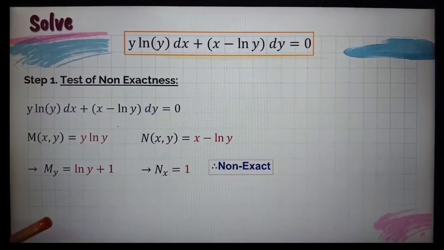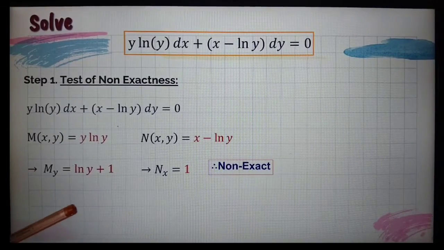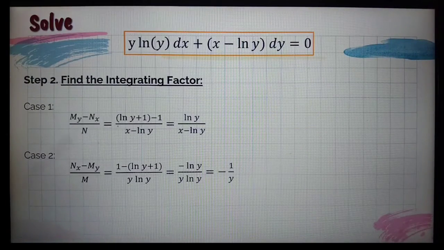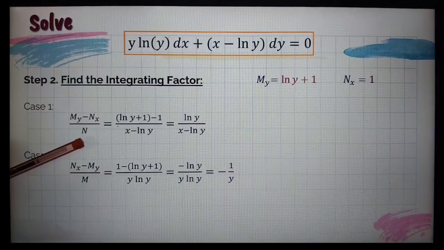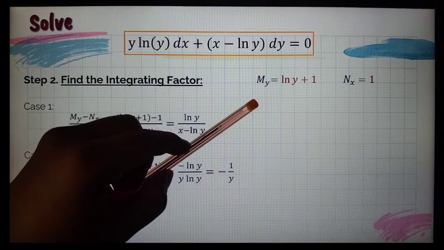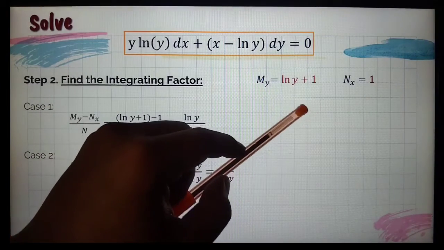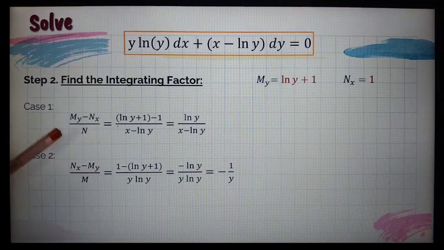Since this is a non-exact differential equation, let us proceed to the second step, which is to find the integrating factor that would make the differential equation an exact equation. So this is case 1 and case 2. In order for us to determine where the differential equation belongs, whether case 1 or case 2, we have here our partial derivative of M with respect to y and partial derivative of N with respect to x. So we are going to substitute them here for case 1.